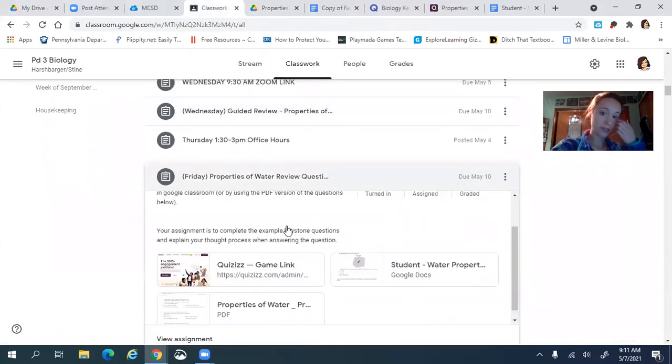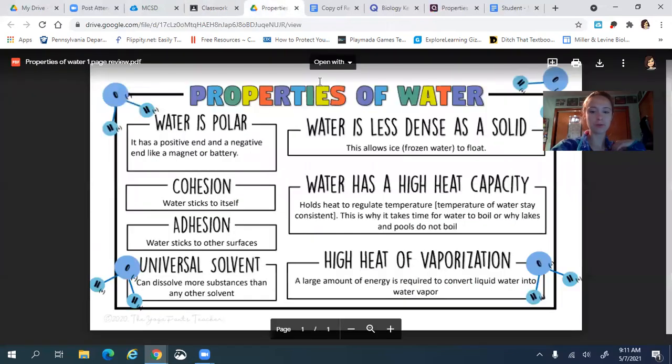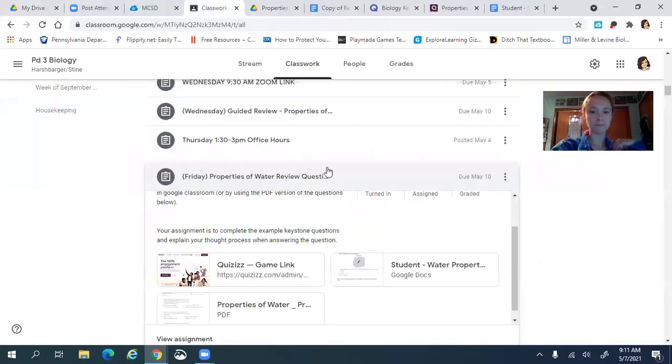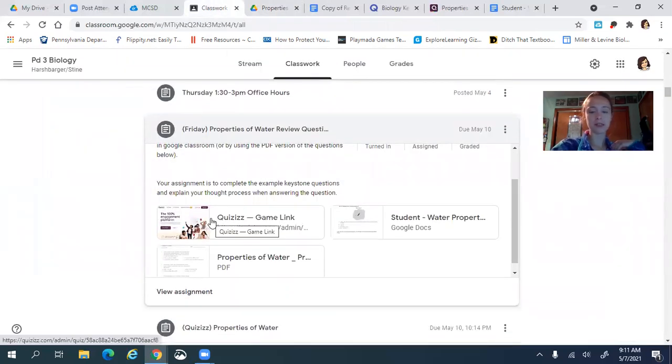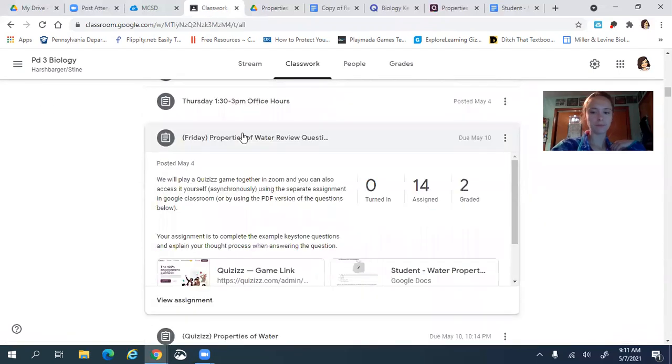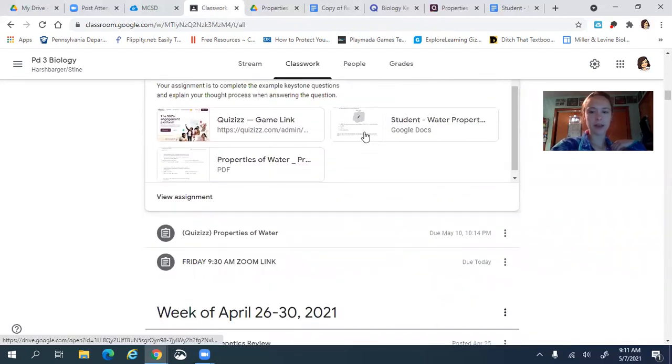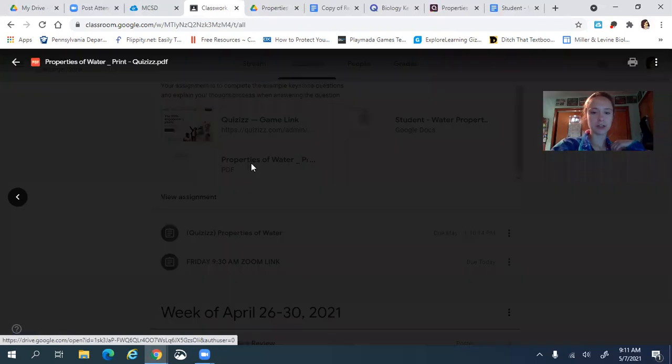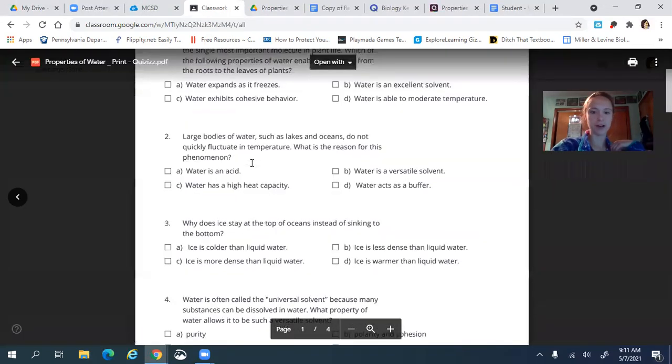Some people have already finished the second day, a little bit shorter, just continuing to review the same topic, so you can continue to reference this page from the day before. If you come to Zoom, we're going to play quizzes together, which is why I have that link there. But if you don't come to Zoom, just use this separate assignment to play quizzes, because this link here is just a teacher link. But then there's a Keystone multiple choice example question about water properties. And if you prefer to do a worksheet rather than play the quizzes game, the game questions are made into a worksheet here on this PDF file.